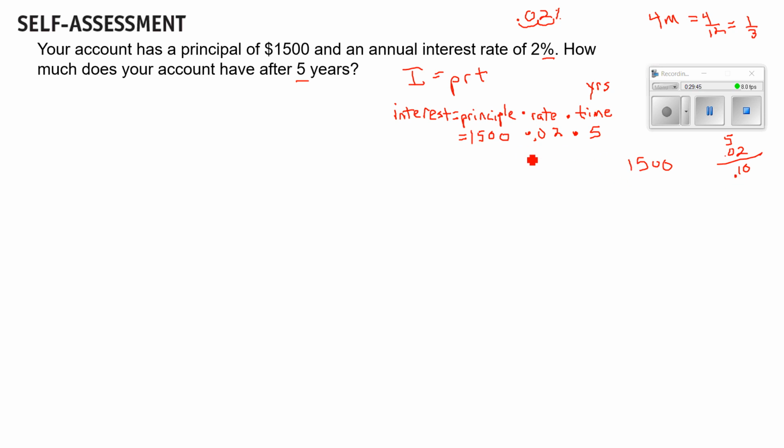So now I've got 1,500 times 0.1. Well, now that just means, since it's 0.1, I got to move a decimal over, right? So this tells me my interest is going to be $150, which means I would add 150 to each side. I'm hoping I'm doing this right, which would give me 1,650. Let's see how I did.